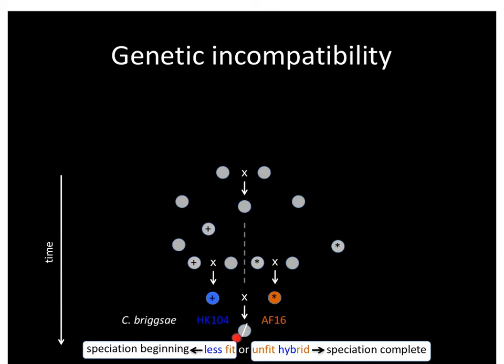If these hybrids here are sterile or inviable, that would indicate that speciation is complete. But it's possible that these mutations create less fit hybrids, and that might indicate the onset of speciation. And today I'm going to tell you some empirical evidence that we have that two populations of C. briggsae, HK104, blue, and AF16, red, do exhibit this sort of property, that they produce hybrids that are less fit but not totally unfit. And so we use C. briggsae to study the onset of speciation.